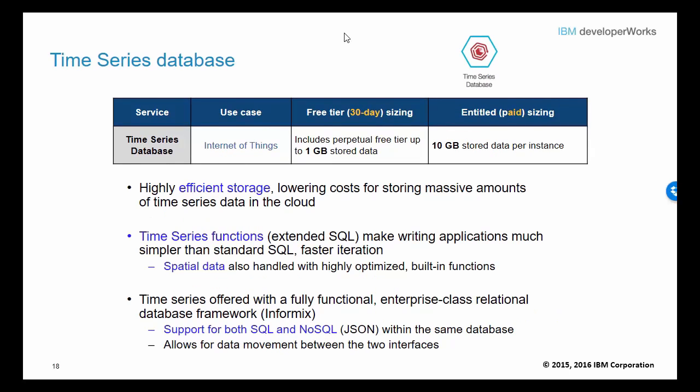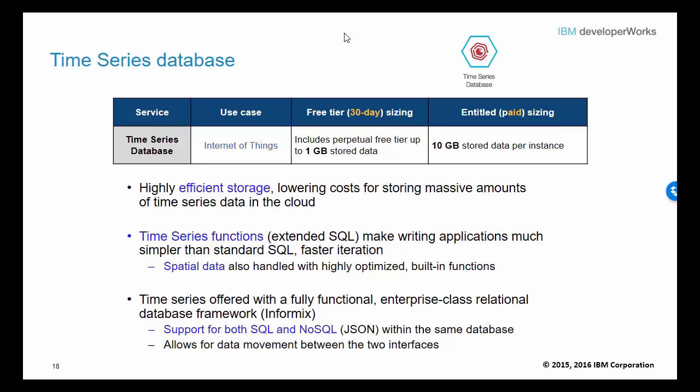Finally, let's look at our time series database offering. This is particularly useful for Internet of Things devices that generate a lot of timestamp data. The time series database service does offer a certain free tier of data for the first 30 days of your Bluemix account, and then there are additional offerings based on the amount of data you need to collect from your devices. The time series database service offers very efficient storage of your time series data.